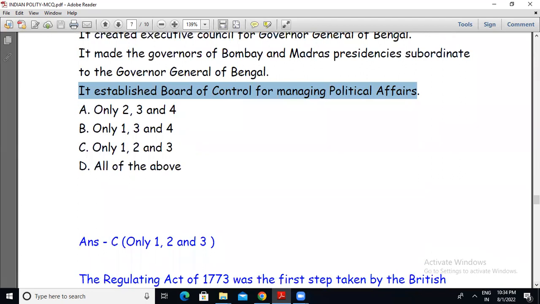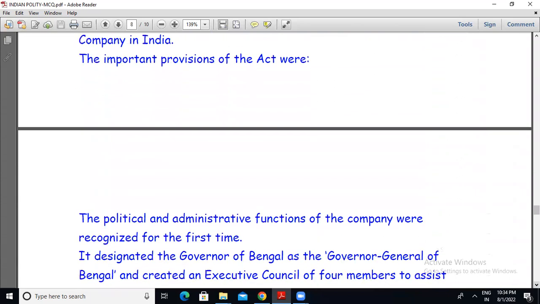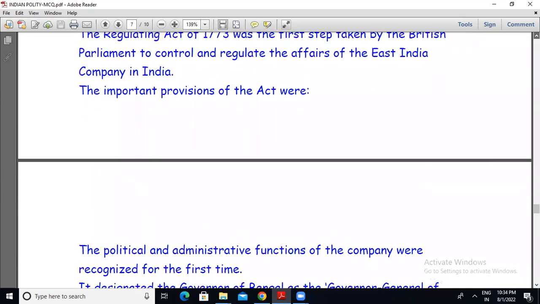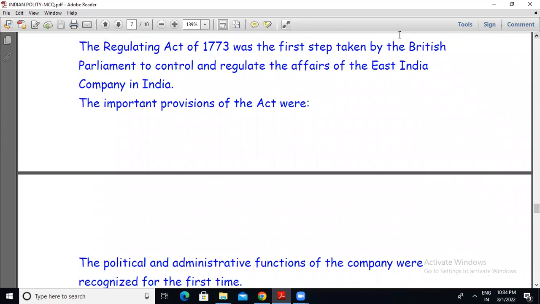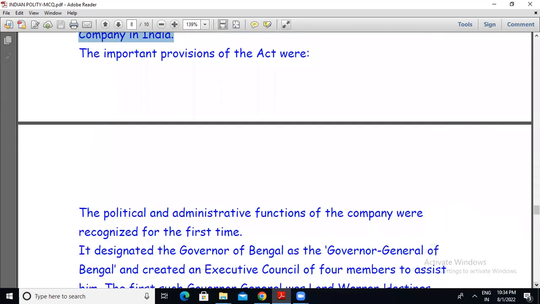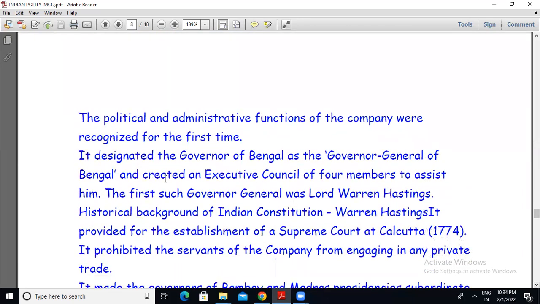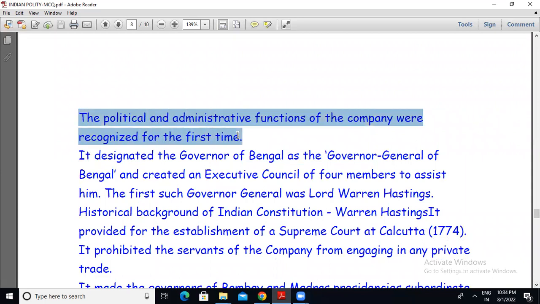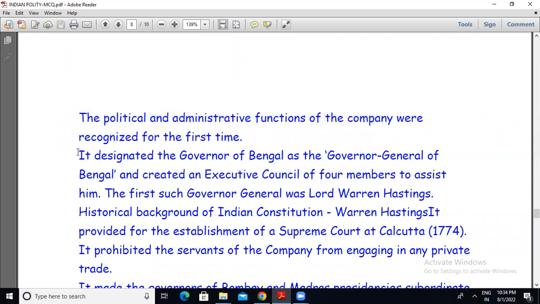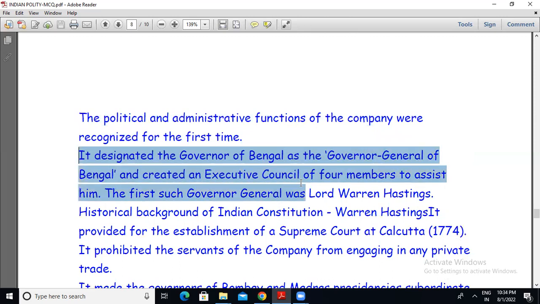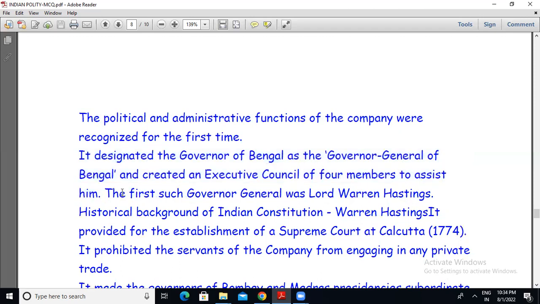Correct. The Regulating Act of 1773 was the first act or first step taken by the British Parliament to control and regulate the affairs of East India Company. Important provision, we have already covered. Still, I am revising it. The political and administrative functions of the company were recognized for the first time, designated the Governor of Bengal as Governor General of Bengal, and created an executive council of four members to assist him. Then the first such Governor General was Lord Warren Hastings.